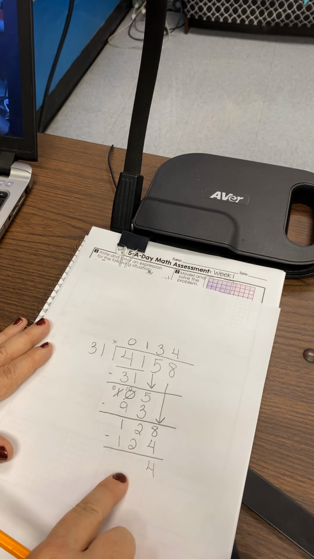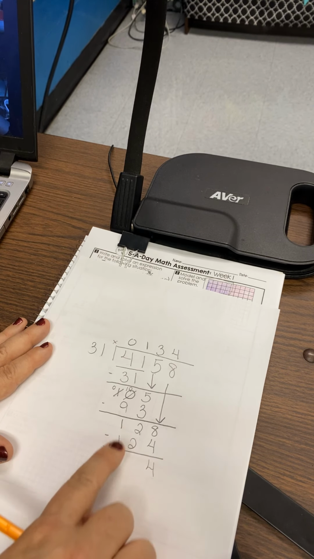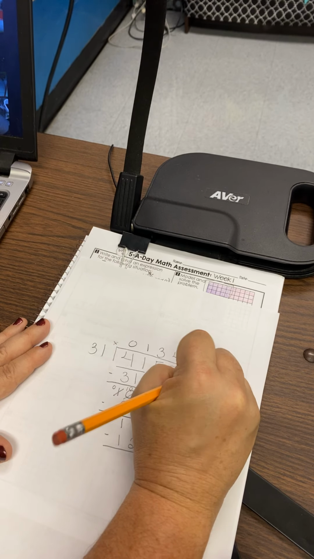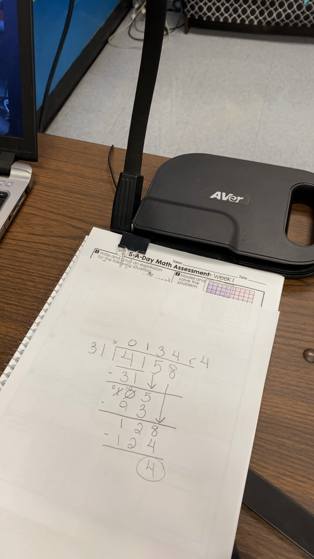2 minus 2, 0. 1 minus 1, 0. So this, because I don't have any more numbers to bring down, is my remainder. And so my answer is 134, remainder 4. And you have just divided by a 2-digit number. Told you I'd walk you through it.